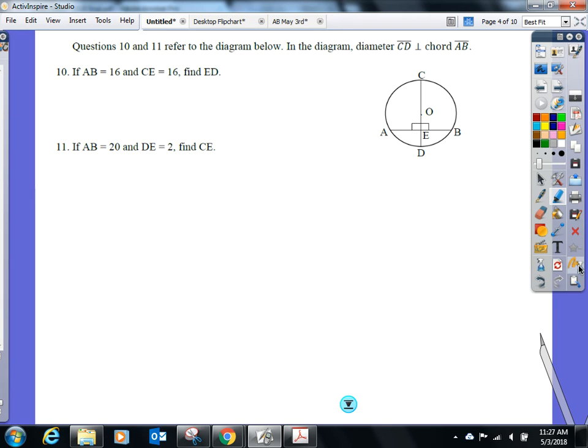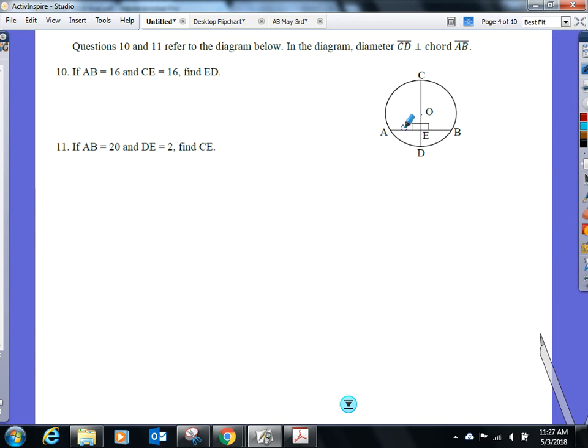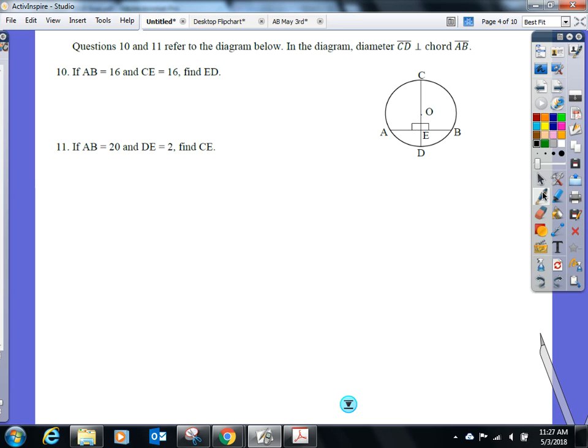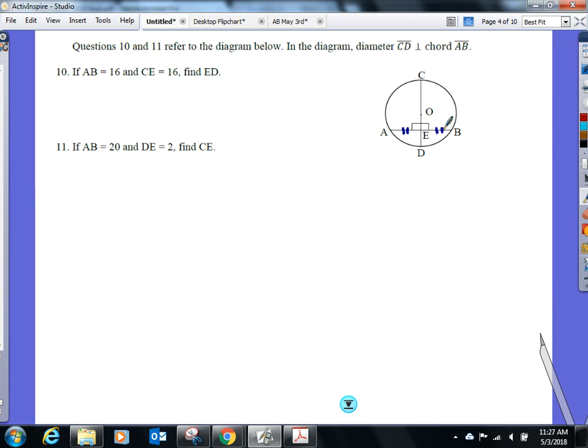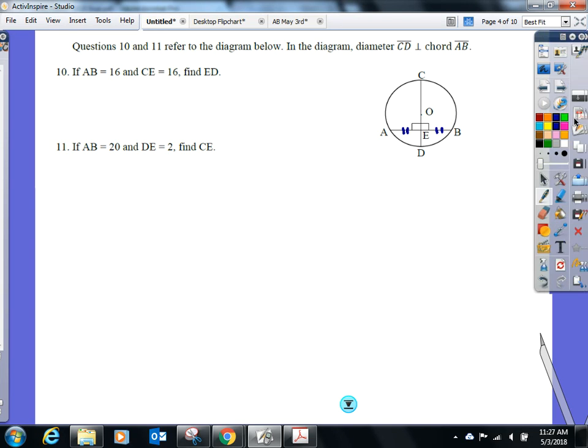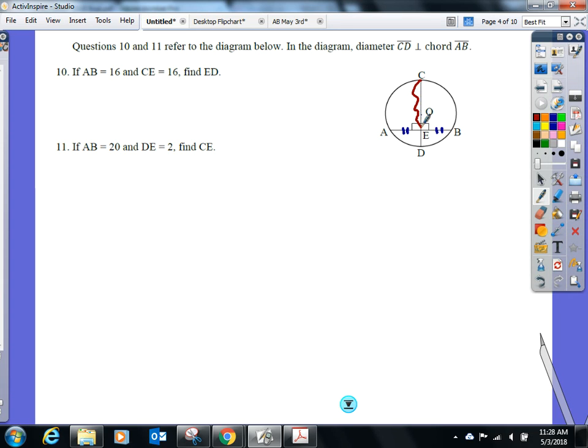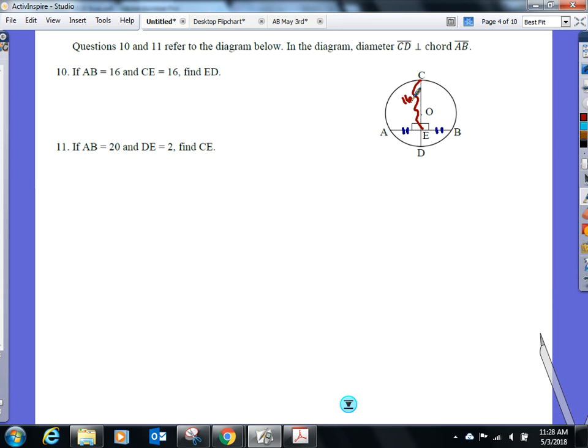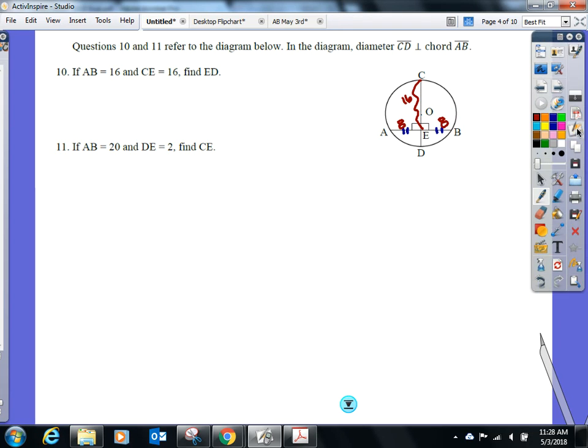First thing, just look at the diagram. Tell me a theorem I should apply right now. I don't care about the lengths at this moment. I've got a diameter, or a radius, perpendicular to a chord. What's happening? It bisects. What's getting bisected? AB, the chord. Yep. So these two pieces are equal based on that theorem. AB is 16, so each piece here is 8. And find the length of ED.